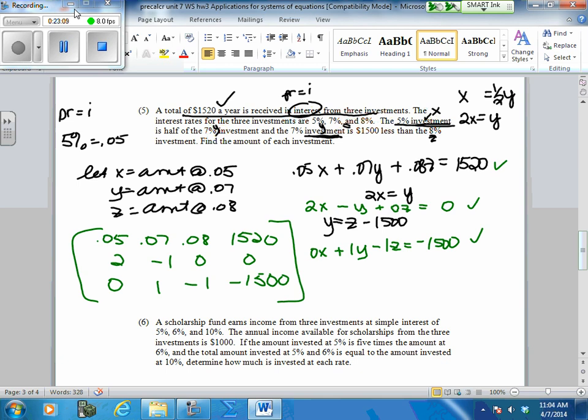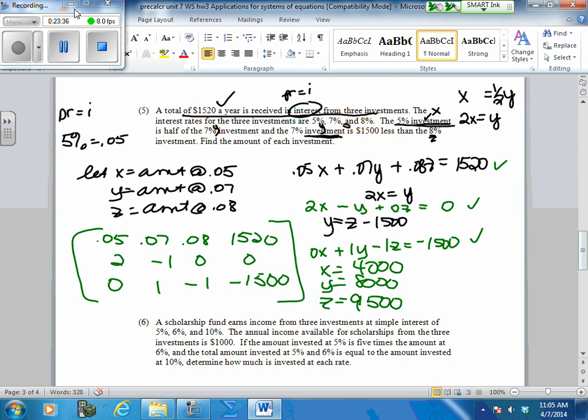Print out your matrix and make sure it's what you wanted to put in. Especially if it doesn't work out. Print it out. So you should get x is 4,000, y is 8,000, and z is 9,500. Now, check these. Just check them by the words.